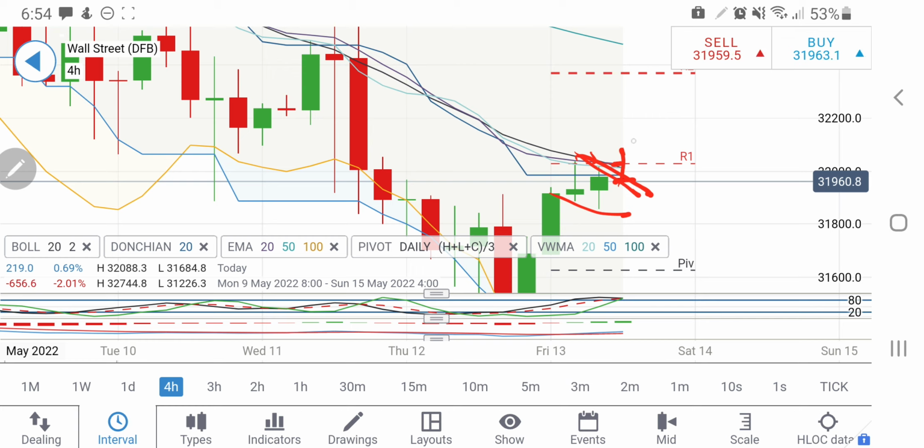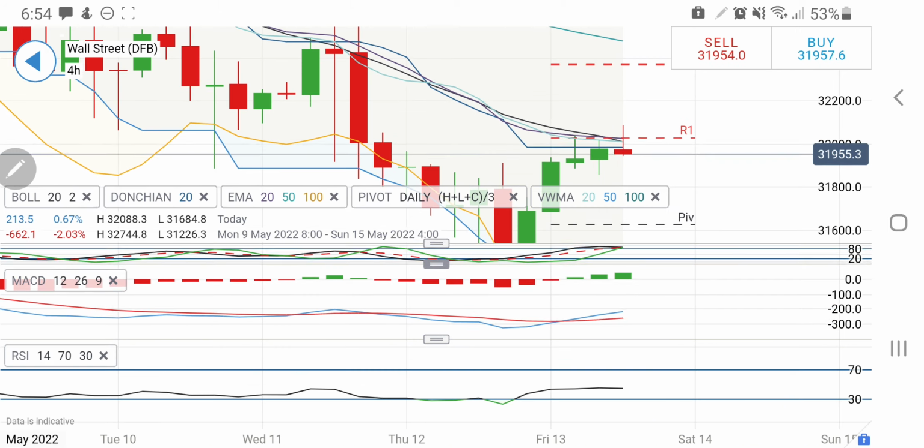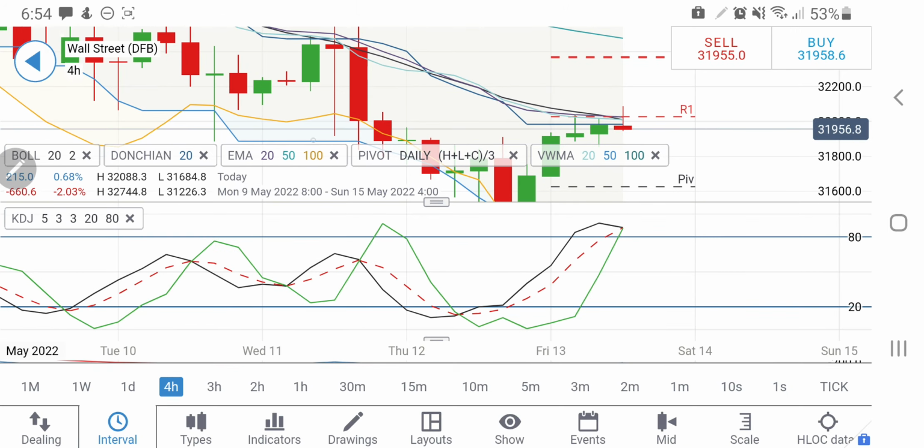Yes, 32,050, 32,100 levels are pretty strong resistance levels, but beyond this we may see it rising till towards 32,400 levels. It can go till there. At the same time, breaking 31,900, yes, you can go short there. 31,800, 31,650 levels can be seen here. A stronger drop can be expected below those levels.